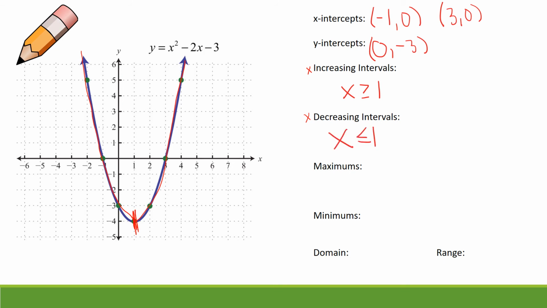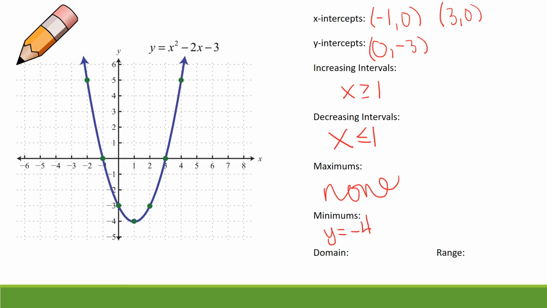There are no maximums on this graph, so on this one you can say none, because the top of my graph is going on forever and ever, so it's never going to stop. So we technically don't have any maxes. And then my minimum is at the y value, y is equal to -4. Remember, for maxes and mins, we talk about y values, and for increasing and decreasing, we talk about x values.